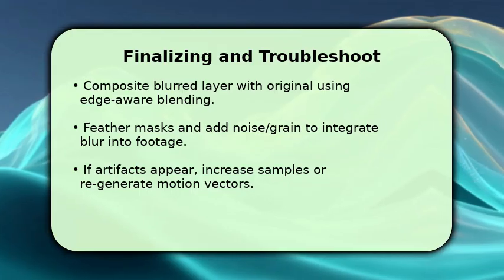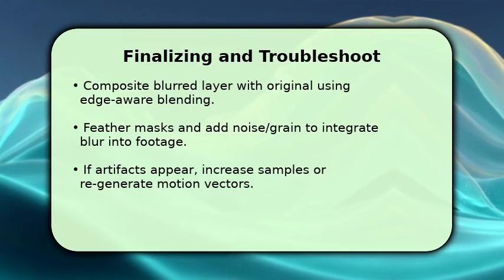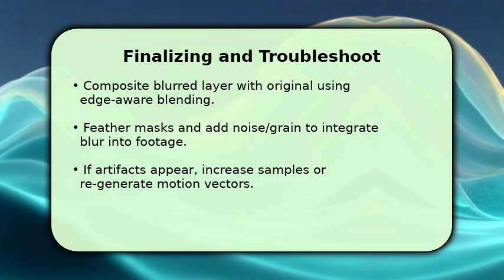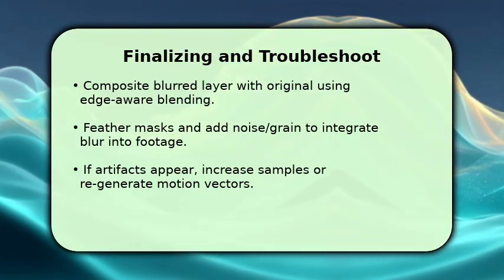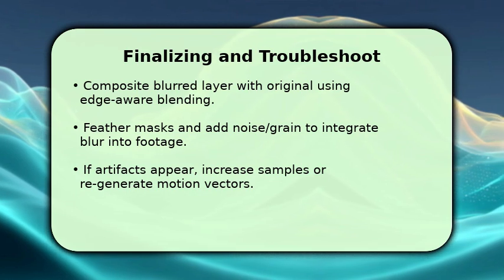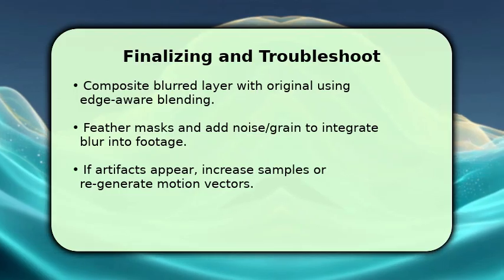Once done, render a short high-quality test clip and inspect edges and semi-transparent areas. If you see ghosting or streaks, increase sample count, recalculate motion vectors, or reduce temporal interpolation strength. These fixes usually eliminate artifacts while keeping the motion believable and consistent.